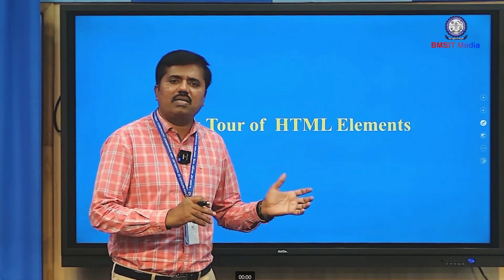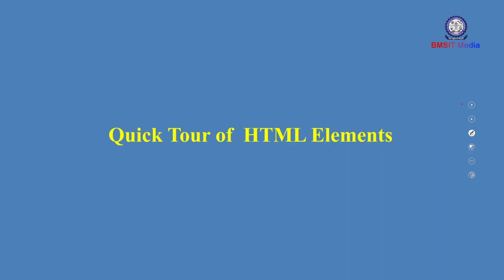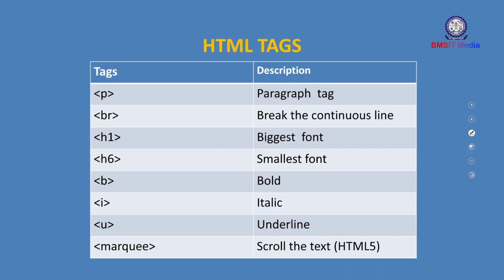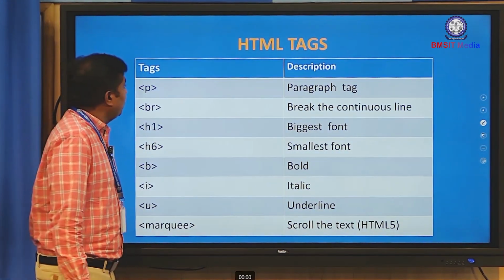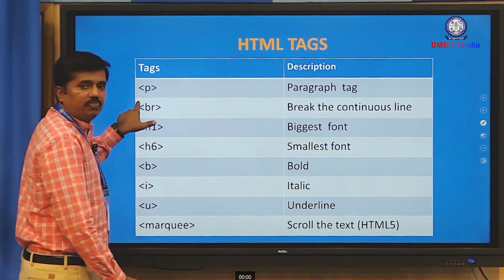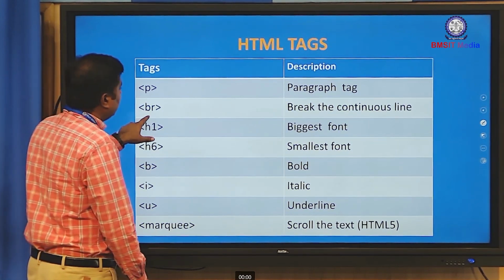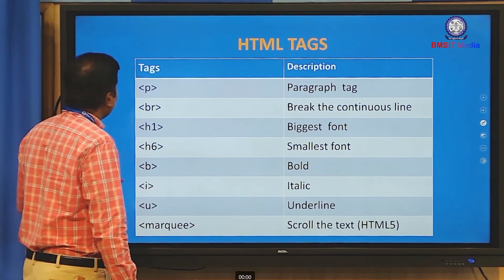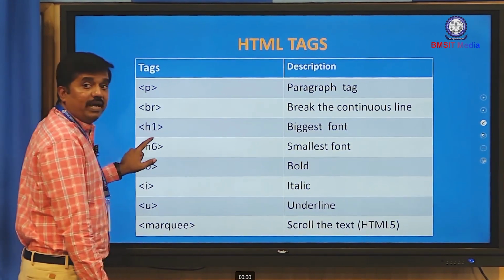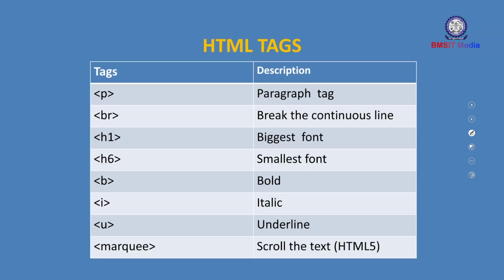So let's call it a quick tour of our HTML elements. In this, the very basic tags are, first, the paragraph tag, and BR, which is a short form for break. Next one is H1, which stands for header. Next, H6 stands for header 6, which is the smallest font.